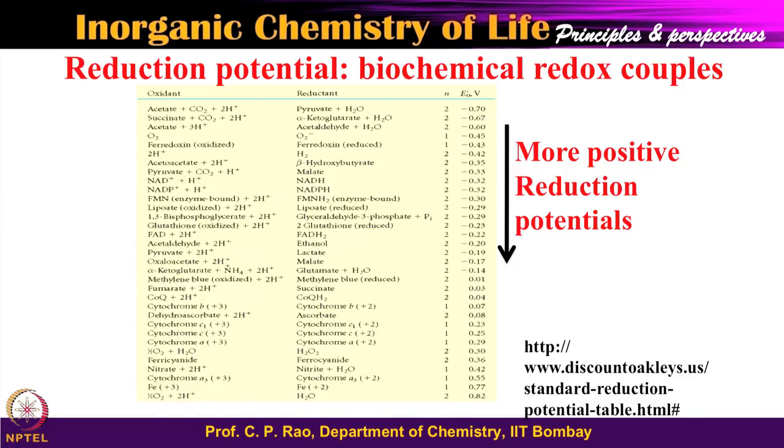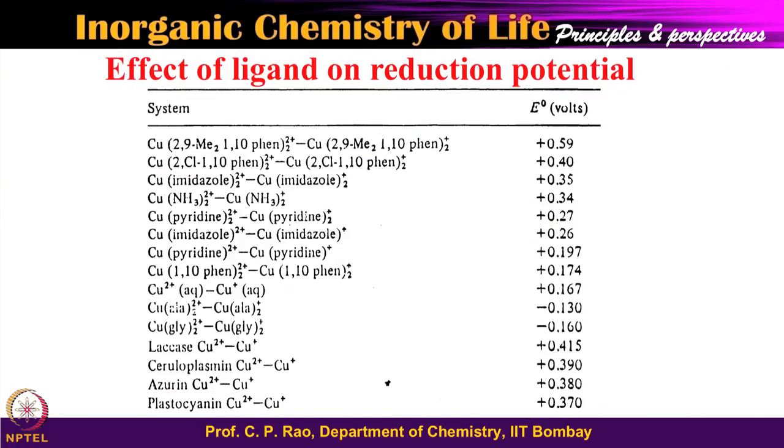Let us see this in the context of an example of copper proteins. You can see here these are all small molecules up to here, and if you go down here, this is a laccase. This is an enzyme, ceruloplasmin is an enzyme, azurin is an enzyme, plastocyanin is an enzyme. So, why are we studying all this? We are studying all this to find out what kind of centers are present in the proteins. So, therefore, we are taking small molecular copper complexes here.